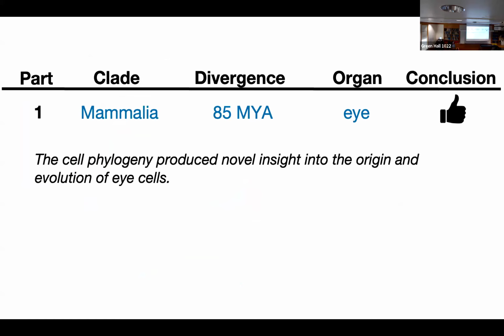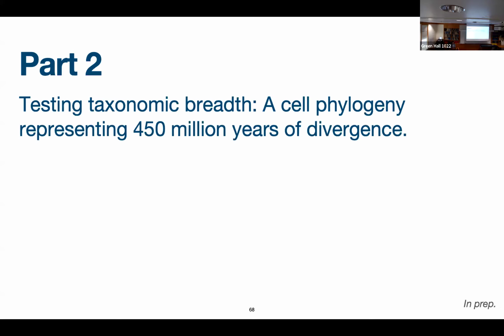Okay, so that brings us to the end of part one, an introduction to the cell phylogeny method. What did we learn? We found that yes, we can infer cell phylogeny from the eye cells of 5 mammalian model species, and this tree produced novel insight into the origin and evolution of eye cells. So for part two, I take my method out into the real world. This is my pilot data set. They're all mammalian, and they all come from a single organ. So can I use this method with more distantly related cells? Here I present a study on the evolution of cell types that arose about 450 million years ago.